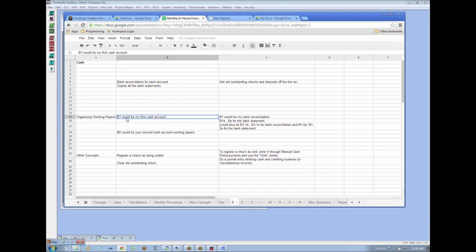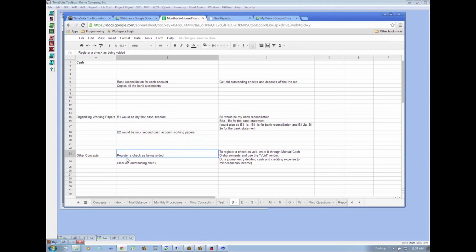Organization of your working papers. Maybe B1 would be your first cash account. B2 would be your second cash account. B1A might be the first page of your bank statement, and B1B might be the second page, or however you decide to do that. You could also do B1-1A through B1-1C for your bank reconciliation, and B1-2A through 2E, for example, might be your bank statement. I don't think there's a wrong way to do it, just something that makes sense, just some suggestions.